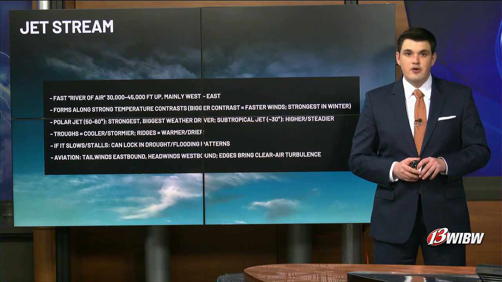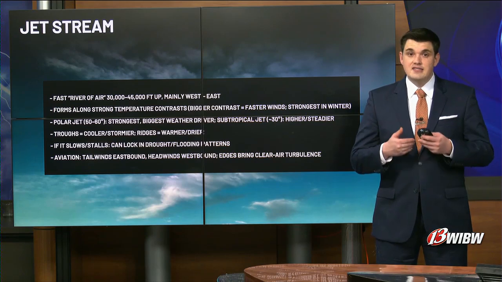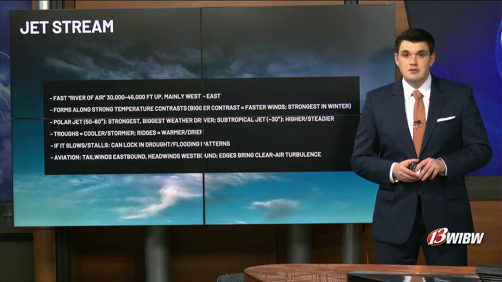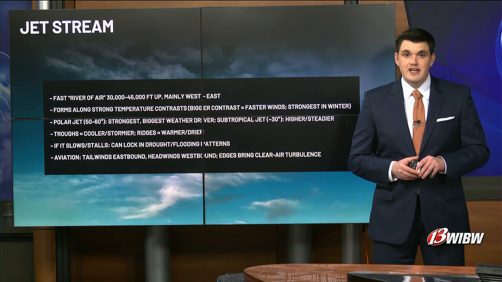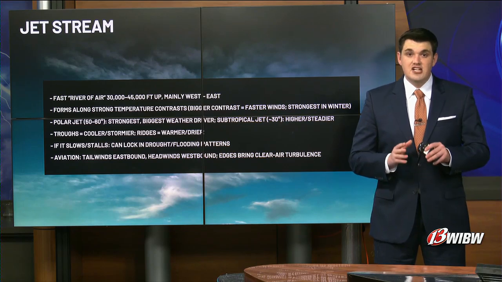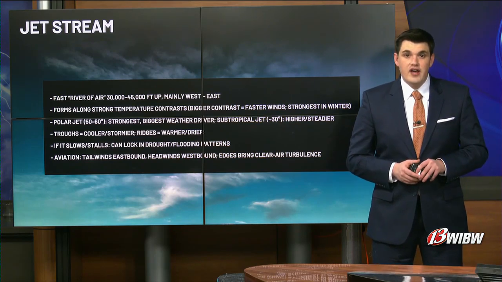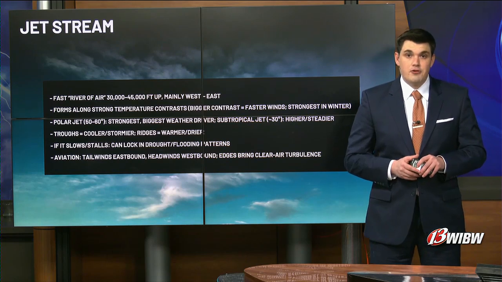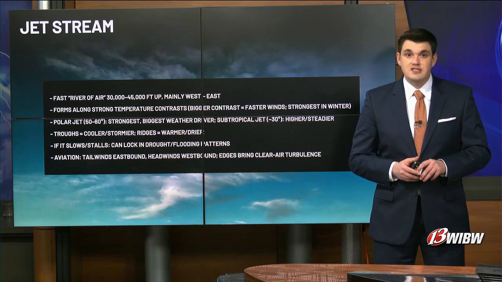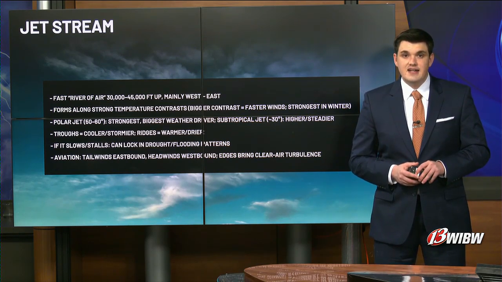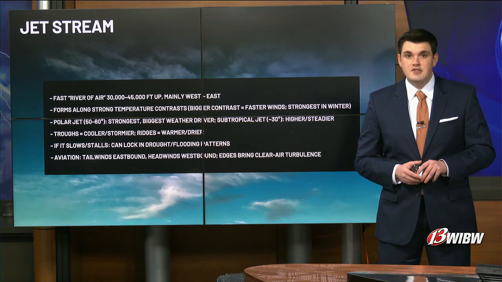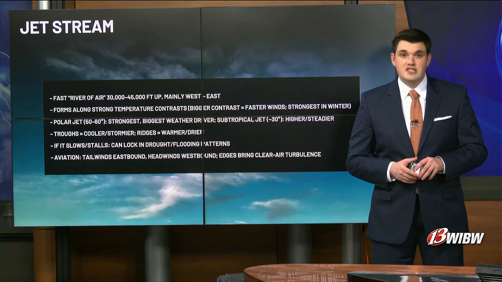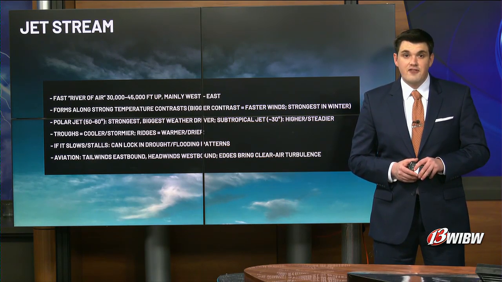Climate change has also influenced jet streams. As the Arctic warms and the temperature difference between the poles and the equator decreases, the jet stream can become slower, wavier, and more erratic, which is linked to more frequent and persistent extreme weather events. So remember, jet streams act like a high-altitude highway in the atmosphere, guiding storms, influencing temperatures, and even affecting flight conditions.